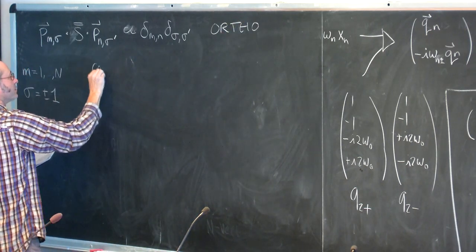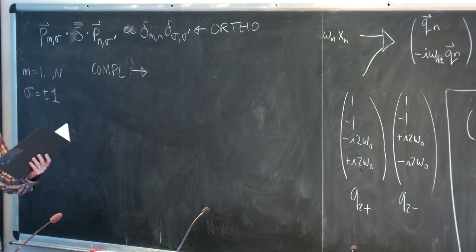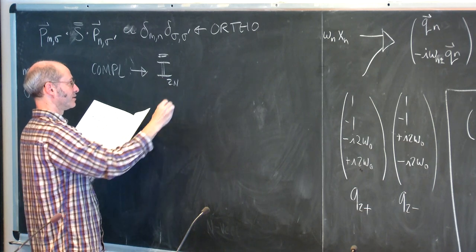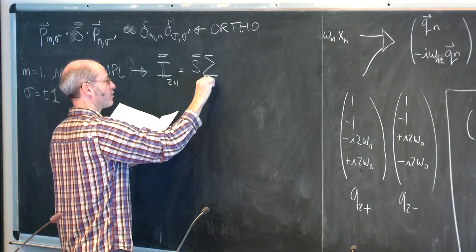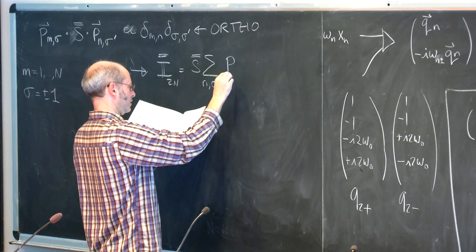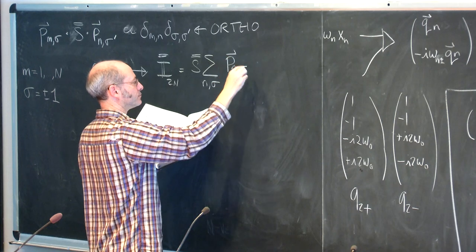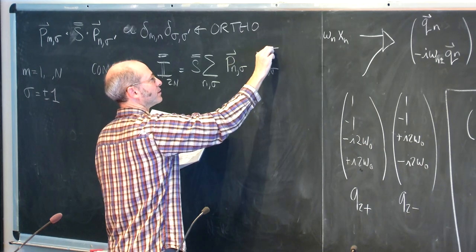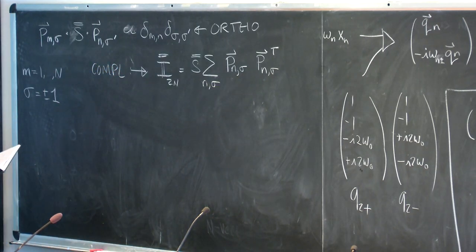And then the completeness. Again, going through a very similar exercise, we would find that the identity matrix in this 2N dimensional phase space is just the symplectic S matrix and then a sum over the phase space matrices taken not in the dot product, but in the usual way. Instead of the bra-ket product, the ket-bra product leaves us with a matrix.